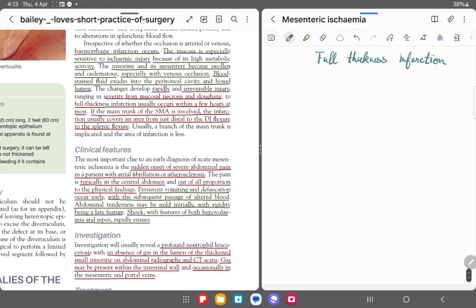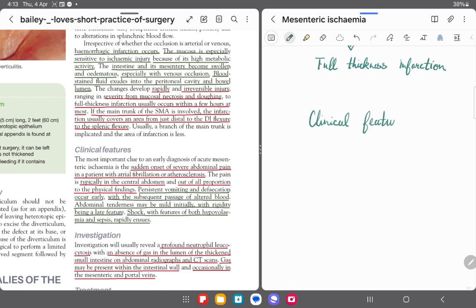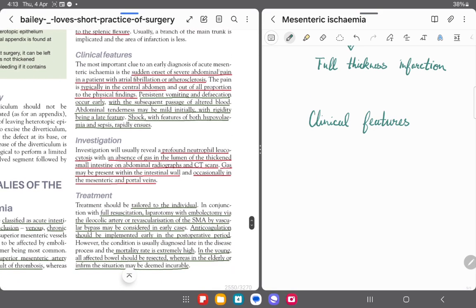So now next is the clinical features. The most important clue to an early diagnosis of acute mesenteric ischemia is the sudden onset of severe abdominal pain in a patient with atrial fibrillation or atherosclerosis.